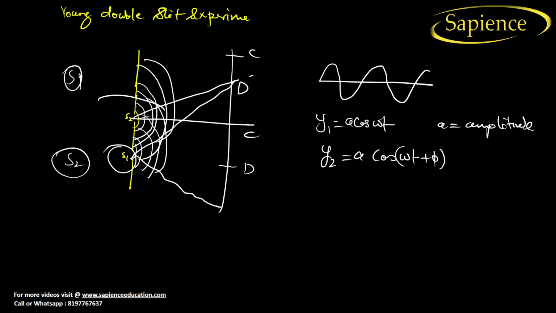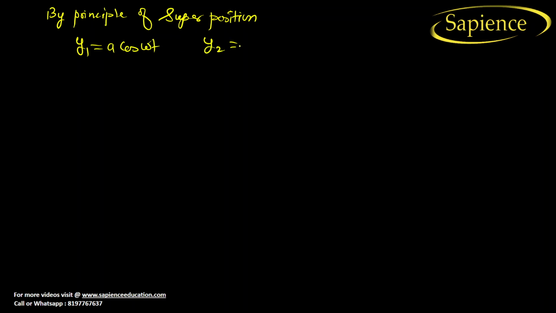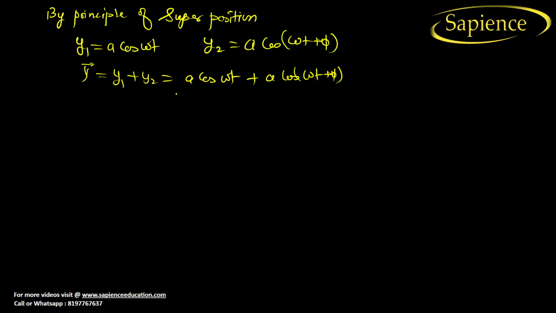Now if you want the resultant wave, and the resultant intensity, we can use the superposition principle, that is y is equal to y1 plus y2. Let us solve it. By the principle of superposition, y1 is equal to a cos omega t, y2 is equal to a cos (omega t plus phi). So y is equal to a cos omega t plus a cos (omega t plus phi). Got it?